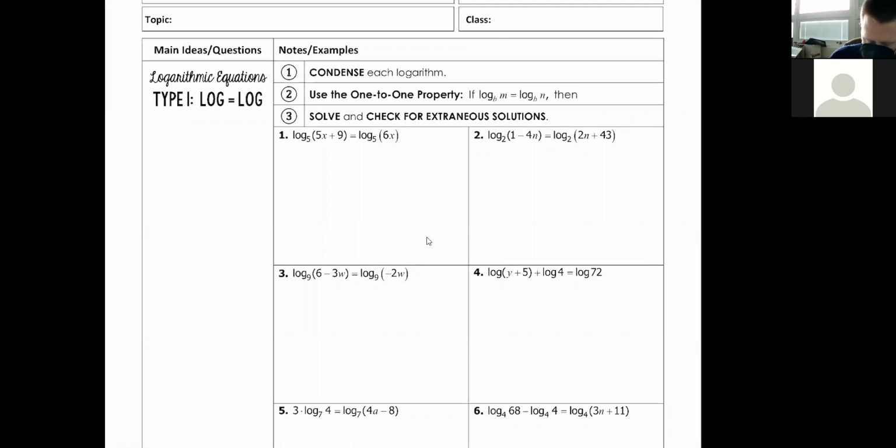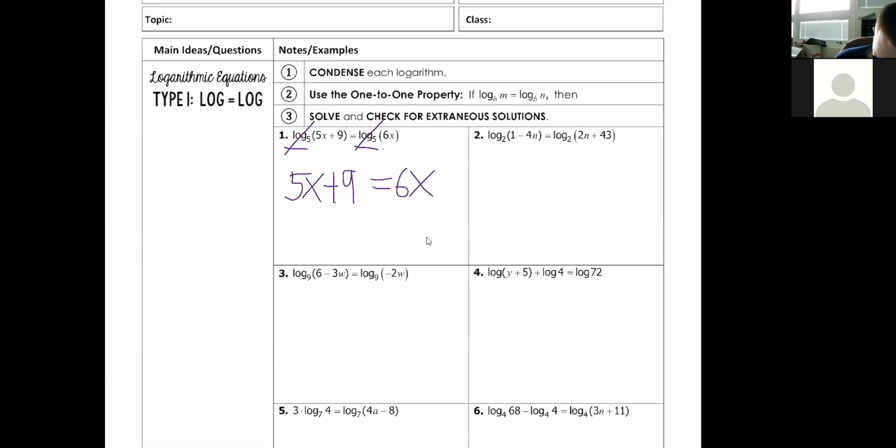But basically, the nice thing, it's similar to when we have a common base on both sides. If you have log base 5 of something equals log base 5 of something, keep in mind it's really important these are the same. If you have this situation, you can just get rid of your logarithms, and then just solve your equation.